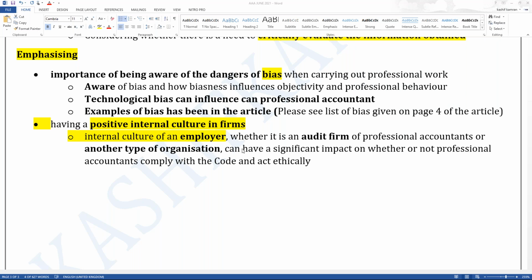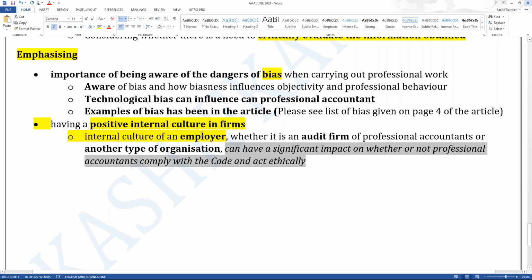So the internal culture of an employer can have a significant impact on whether or not the professional accountant complies with the code and acts ethically. Do you agree with this? Do you believe the internal culture of an employer can really be important when it comes to compliance with the code of conduct? When it comes to complying with ethical standards? So do you believe if an organization has a good culture, a good leadership, it can really bind you to comply with the code of conduct? So the culture of the employer is very important, right? When it comes to compliance with a code of conduct.